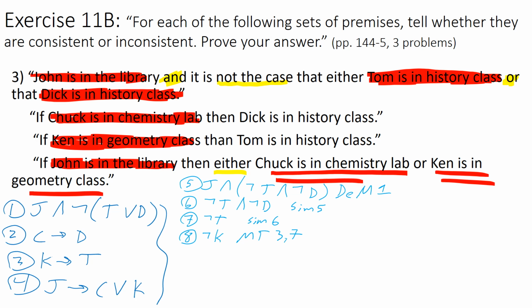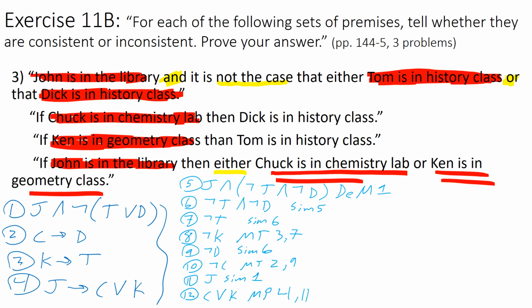We do another simplification. For 9, we can get not D from the simplification of 6. And now we can do another modus tollens. So for 10, we can get not C by modus tollens with 2 and 9. For 11, let's get J just by the simplification of 1. And with that J, we can do a modus ponens inference. For 12, we can get C or K by modus ponens with 4 and 11.